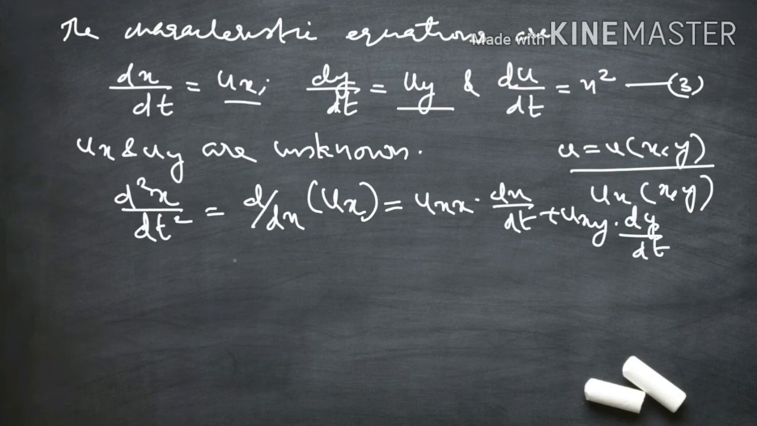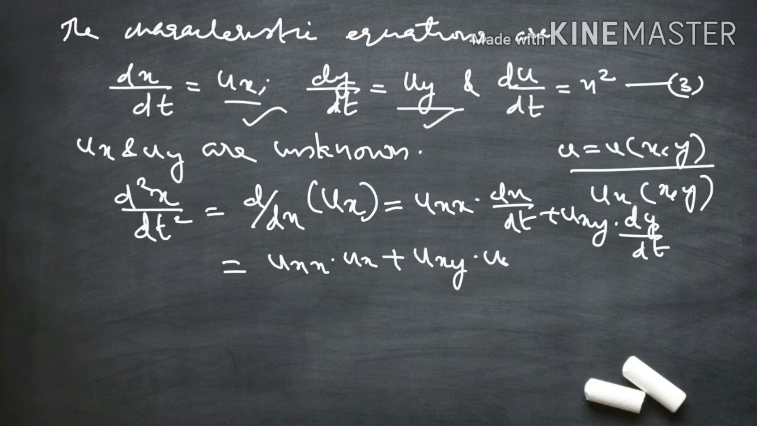Now what is dx by dt? Dx by dt is, by the characteristic, ux. So uxx into ux plus uxy into dy by dt, which is uy. So uxy into uy.